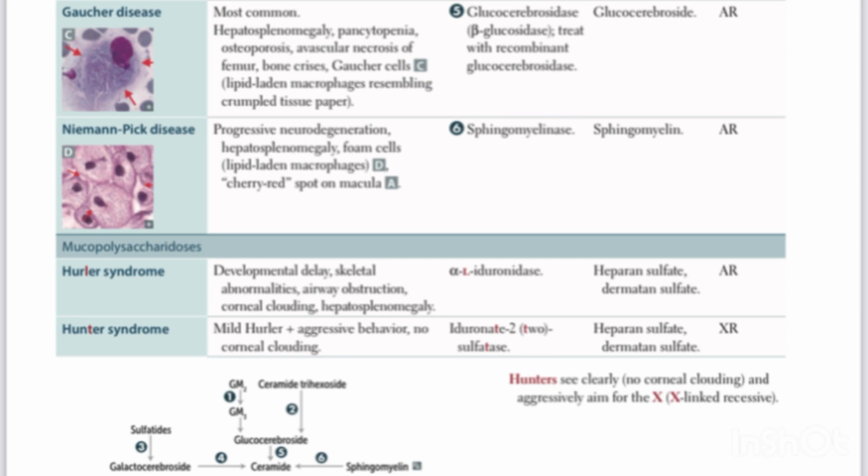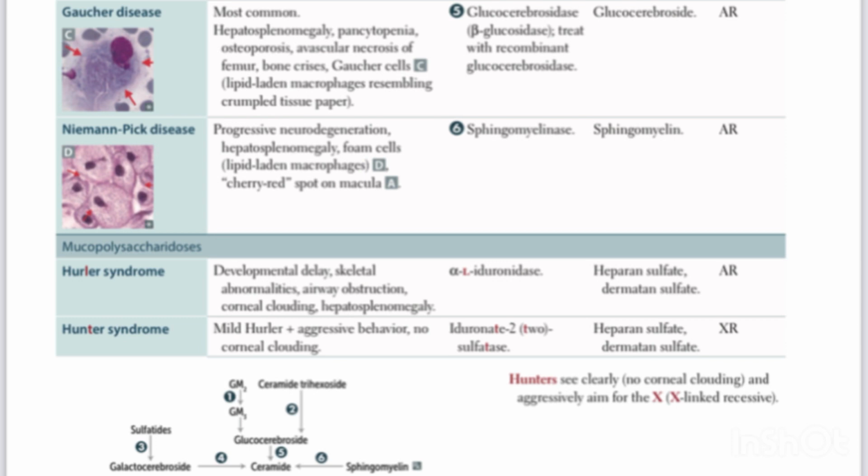Niemann-Pick disease. Progressive neurodegeneration is seen, hepatosplenomegaly, which is the differentiating feature from Tay-Sachs disease. Here we see foam cells, lipid-laden macrophages, cherry red spot on macula. Hepatosplenomegaly with a cherry red spot. In Niemann-Pick disease, enzyme deficiency is sphingomyelinase. Substrate accumulated is sphingomyelin. Inheritance is autosomal recessive.